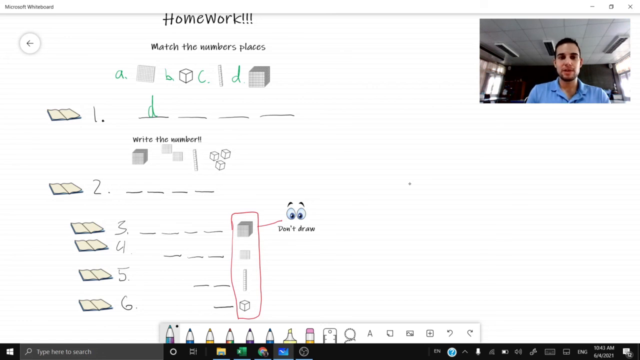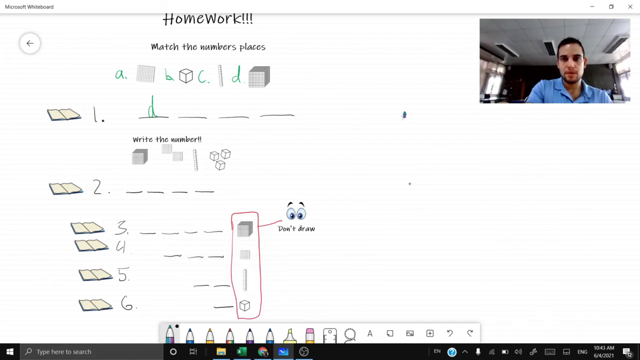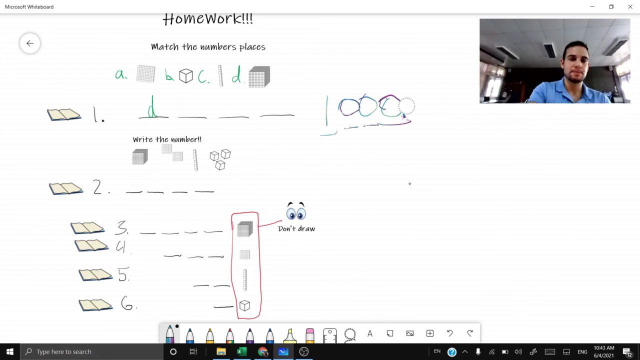The thousands place goes all the way on the left because it looks just like this. Ones, tens, hundreds, thousands. There's 1, 2, 3, 4 places. The fourth is the thousands place.